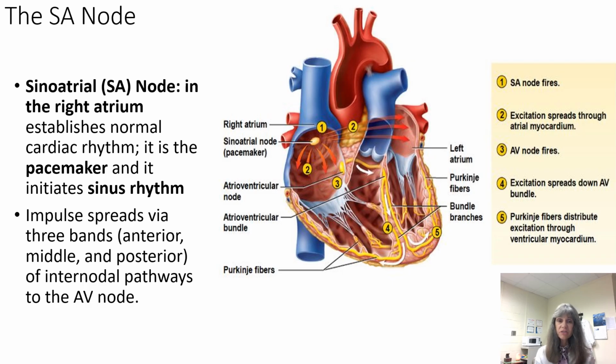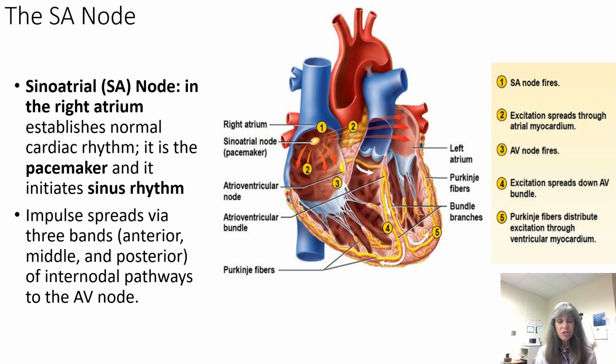The sinoatrial node can spread impulses to other areas by way of 3 bands. There are anterior, middle, and posterior internodal pathways, and those spread impulses from the right atrium to the left atrium, as well as to the atrioventricular node.